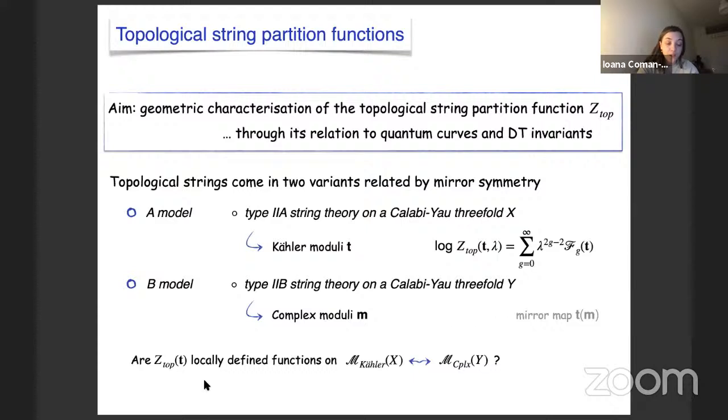And having said this, one can ask the following question as to whether these Z-top are some locally defined functions on the Kähler moduli space of X, or equivalently the complex moduli space. And this question is justified because, as we have seen earlier this week, Stokes phenomena are to be expected when working with Borel sums. So the Z-top functions may exhibit jumps between patches on the moduli space. And this is indeed what we can see when performing explicit computations, for example, using the topological vertex. But for the time being, I would like this question to serve as a motivation for this aim to find such a geometric picture.